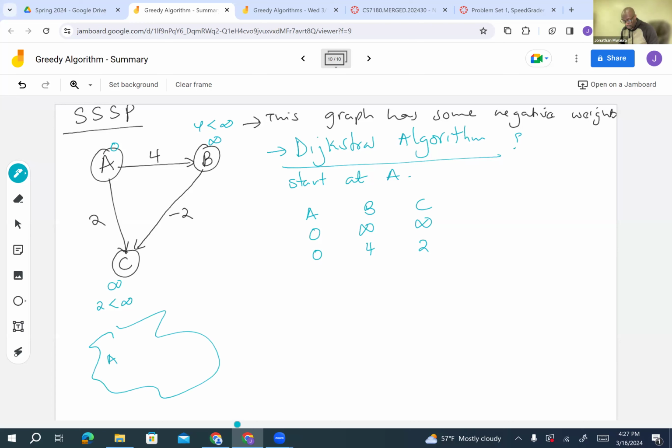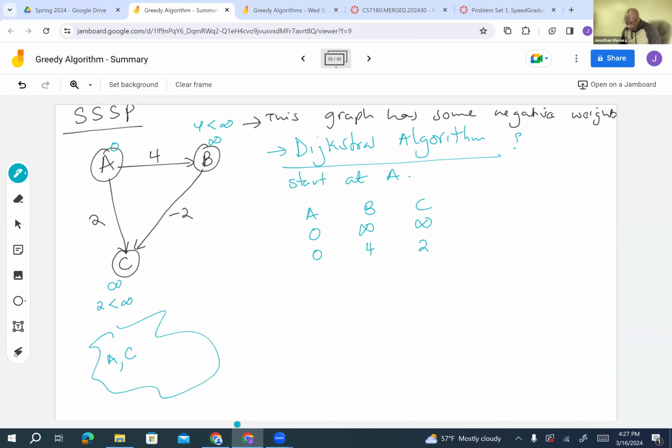So we got C here. Now we visit C, and C is a 2. From C, we can't go back to A because this is a directed graph. From C, we can go back to B also because it's also a directed graph, and therefore C has been considered. From A to C is 2. We are done. Now, let's consider B.